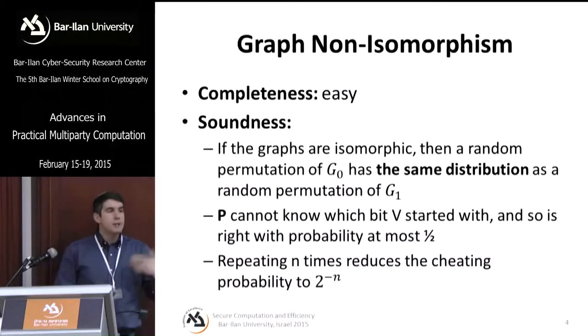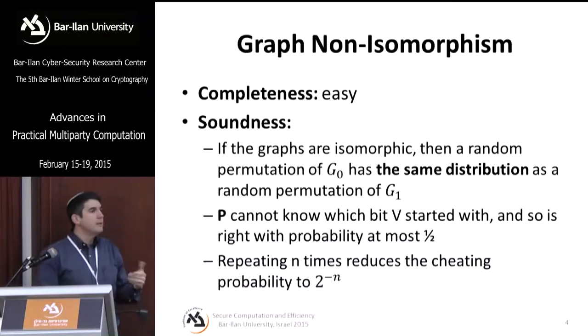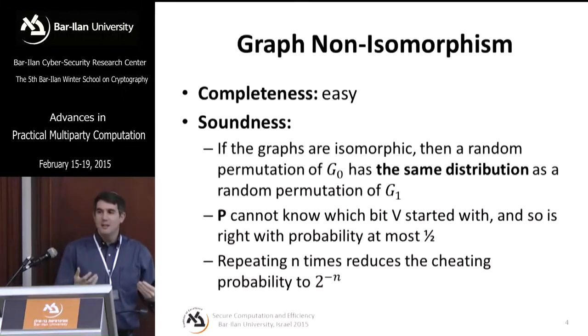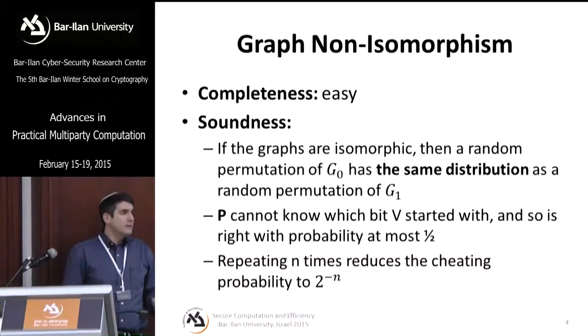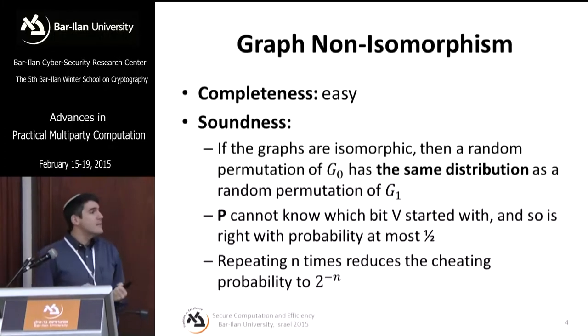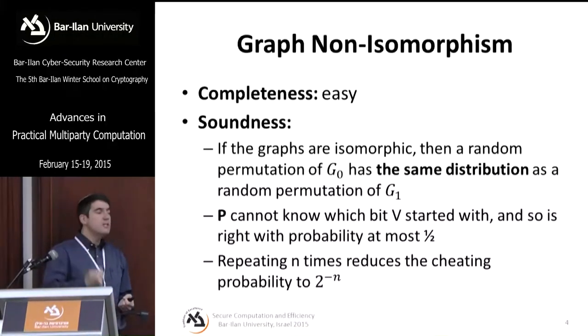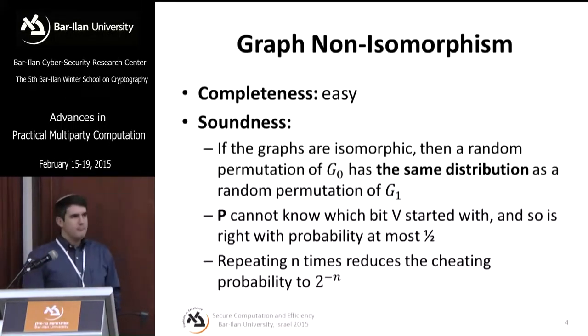Okay, and if you repeat this many times, then the probability of error will reduce exponentially fast. So what we have is a system where, if the two graphs are not isomorphic, the prover can indeed convince the verifier of this fact. But if the graphs are isomorphic, then the prover will inevitably fail, or with each iteration, with probability 1/2, they'll be caught cheating. So this shows the interaction is very, very powerful.